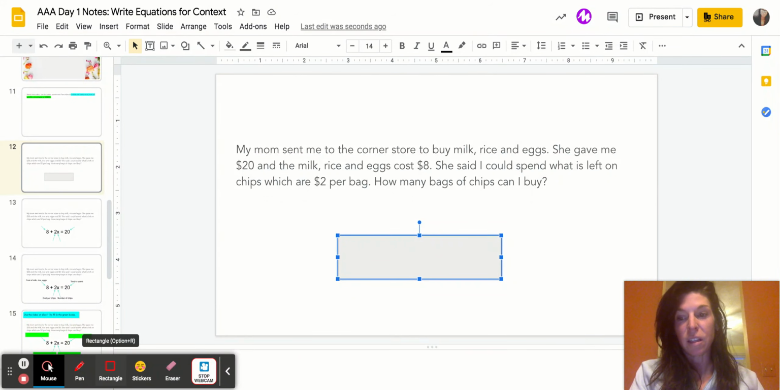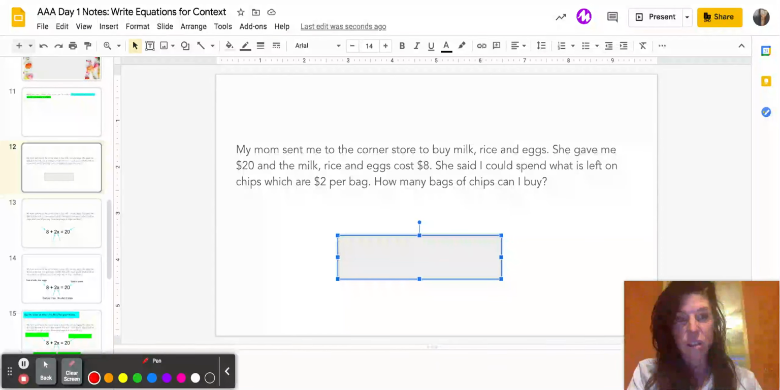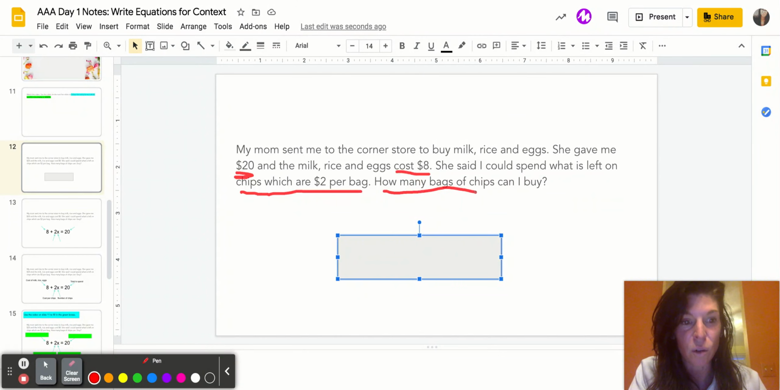So we're going to start with underlining the important information. The important information here is that she gave me $20. That's how much I had to spend, the total. The milk, rice, and eggs, I had to buy those, and those cost $8. She said I could spend what is left on chips, which are $2 a bag. How many bags of chips can I buy? That's important because that's what I'm looking for. That's what I don't know.